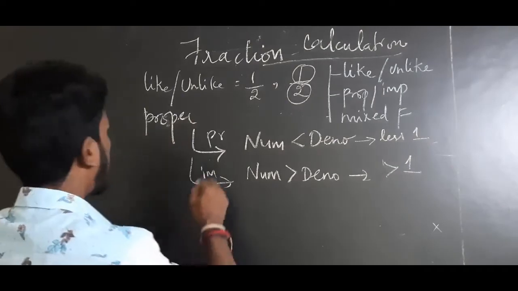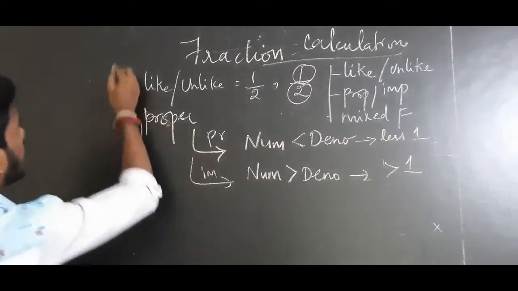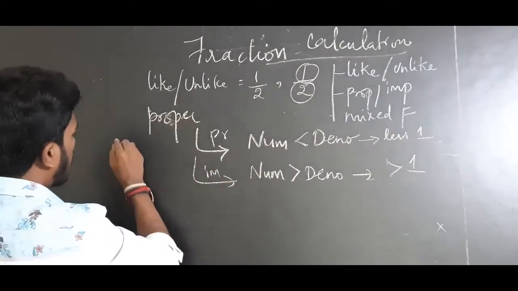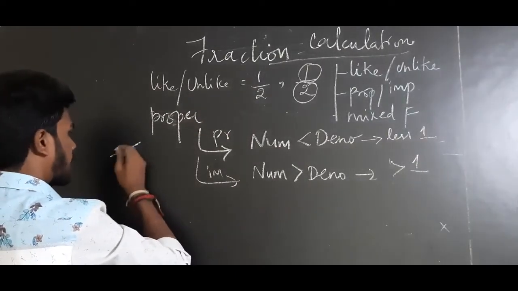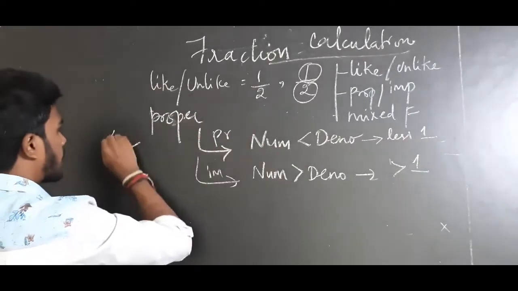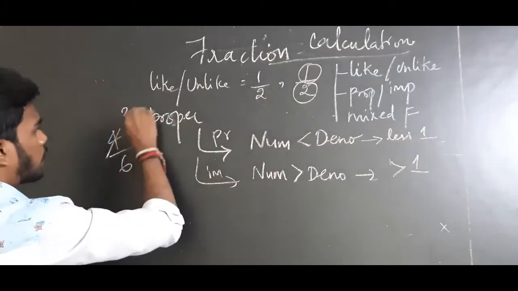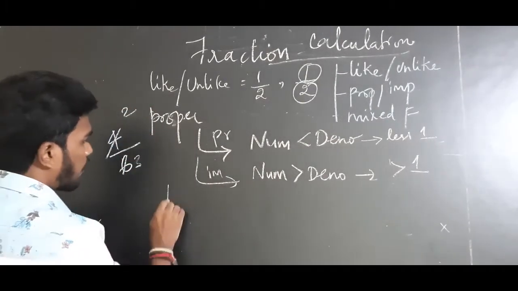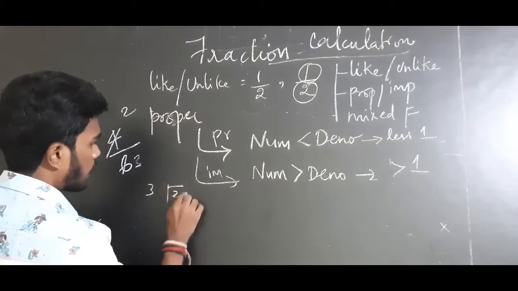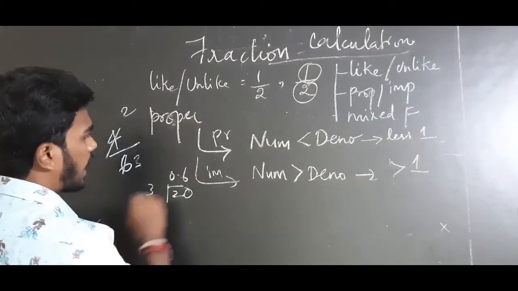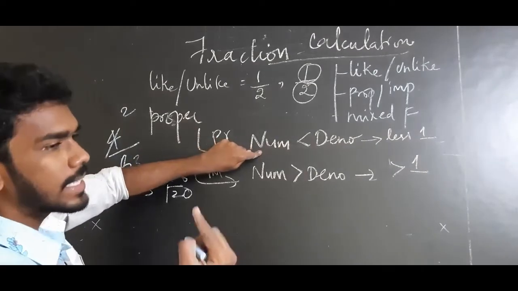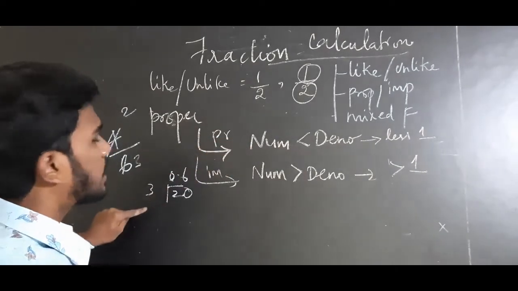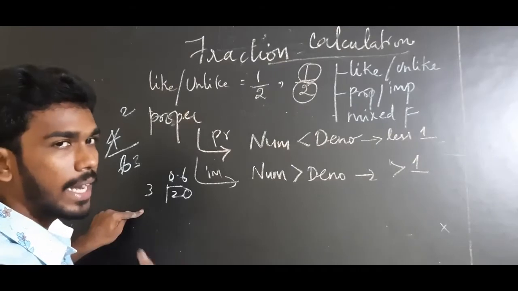For an example, for a proper fraction, let me say you have a denominator as 6 and numerator as 4. If you cancel, 2 2s are 4, 2 3s are 6. If you divide 2 by 3, you get 0.6. So the answer always goes lesser than 1. So if the numerator is lesser than the denominator, the resultant answer will also be lesser than 1.